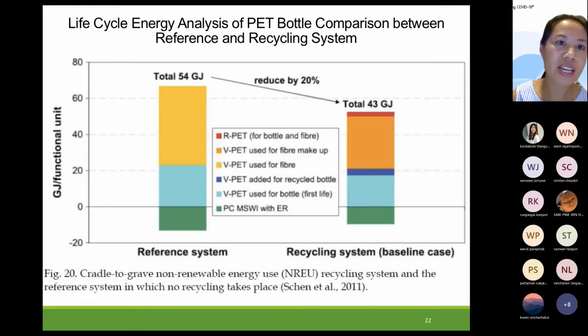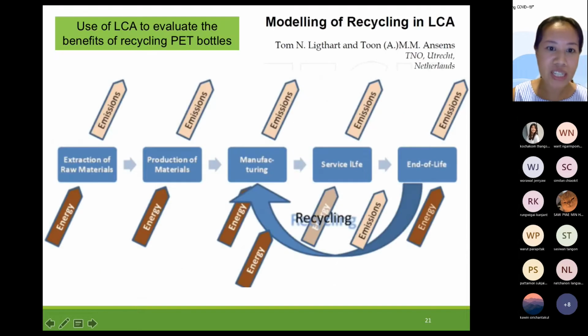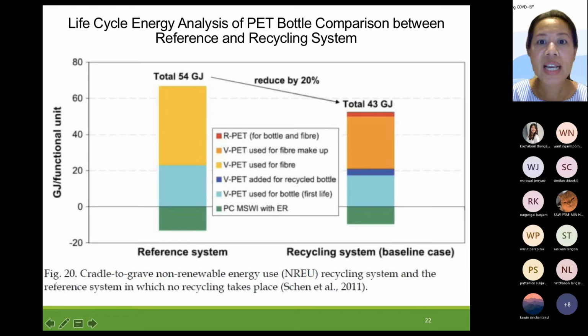And this also shows the life cycle energy assessment. If we look at this process, during this step we use energy input. Before, we focused on global warming potential, so we have to know about the emissions. And this is the scenarios, to reduce and compare the reference, the original production, and the recycling system. You can see the case about the recycling system.